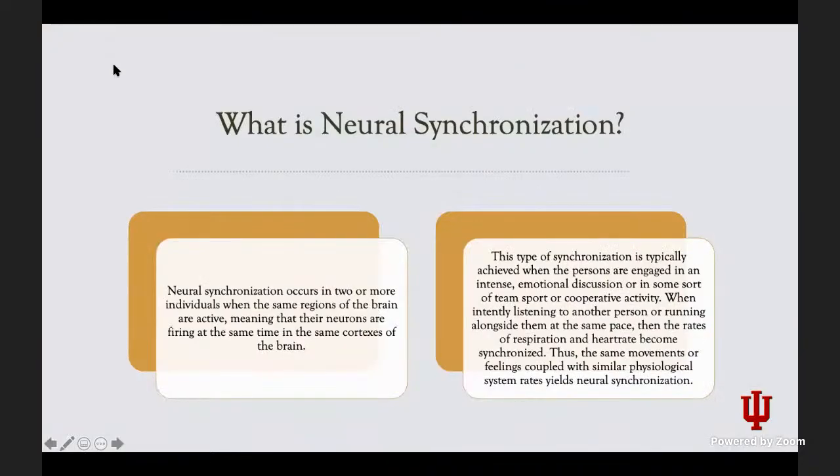So what is neural synchronization? It is basically when two people have the same region of neurons firing at the same time. It's typically achieved when they're engaged in some sort of activity together, mostly physical activity like team sports. When you're running in the same place, usually you start to breathe the same, then your heartbeats start to sync up. And then usually your neurons fire at the same time because you start to get tired at the same time, and all the physiological synchronization goes into the neural synchronization.